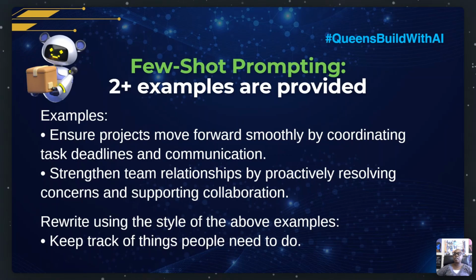Okay, so for our examples, here we see: ensure projects move forward smoothly by coordinating task deadlines and communication; strengthen team relationships by proactively resolving concerns and supporting collaboration. Rewrite using the style of the above examples: keep track of the things people need to do. So that's your bullet point, but that's how you want your response to look whenever the AI tool you're using gives you the output.